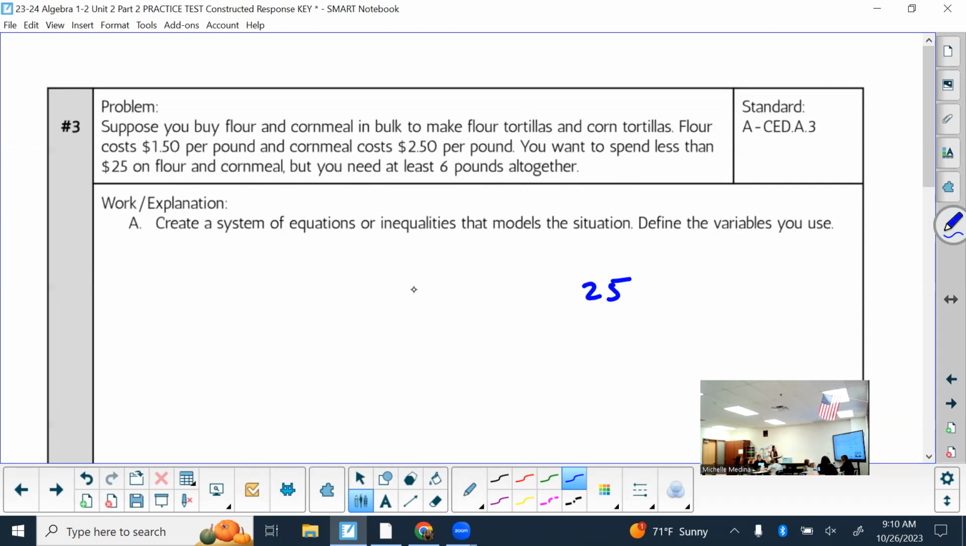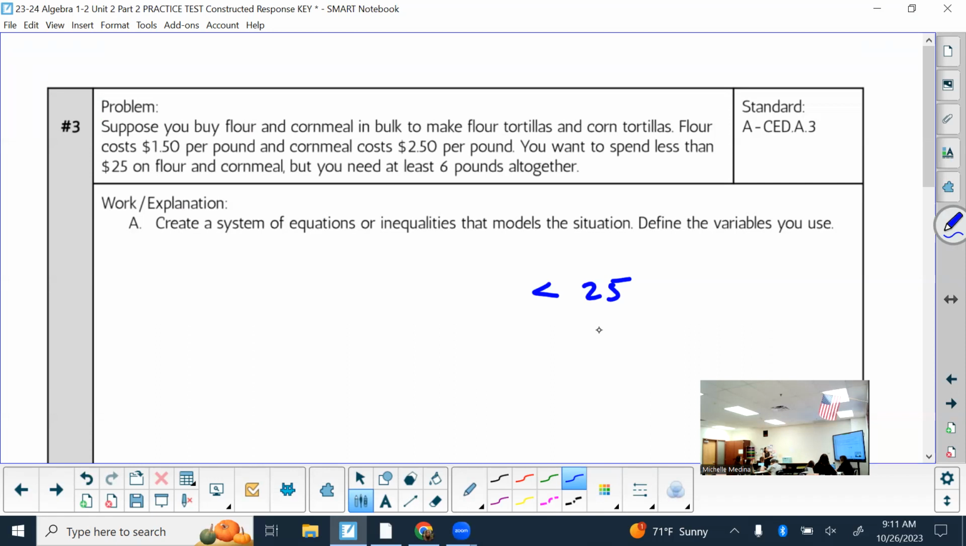So they want to spend less than $25 on it. So what they're spending, we'll write over here with math symbols. But if I want to spend less than 25, should I use this symbol? And am I allowed to spend exactly 25? All right, no, otherwise it would have said 25 or less or something like that. So use that symbol. And then we'll come up with what goes on that side later.